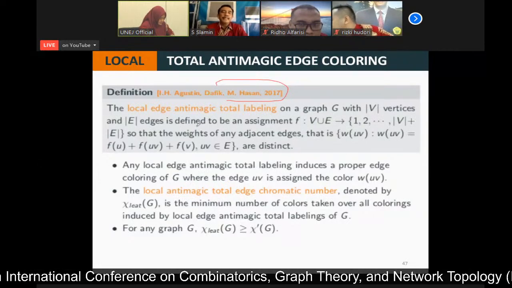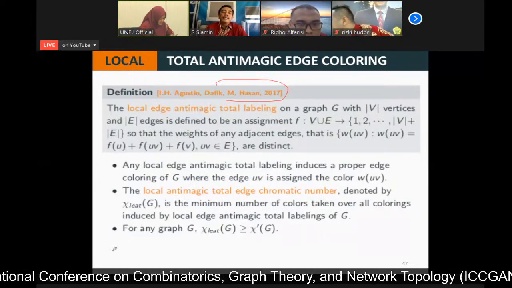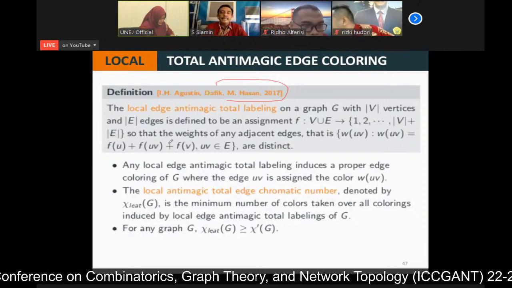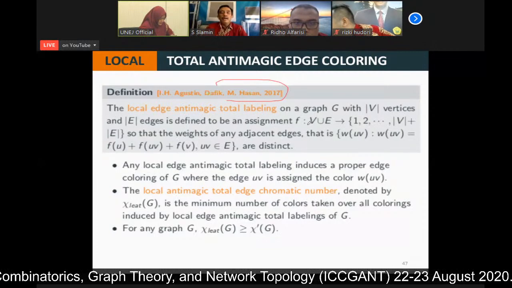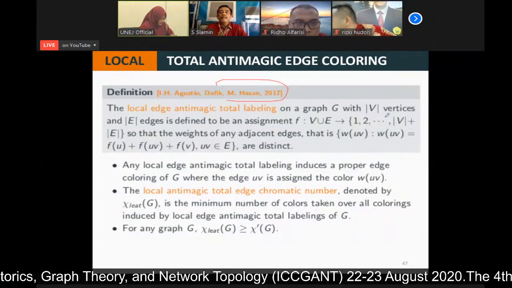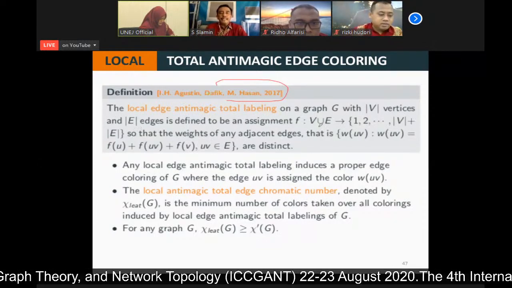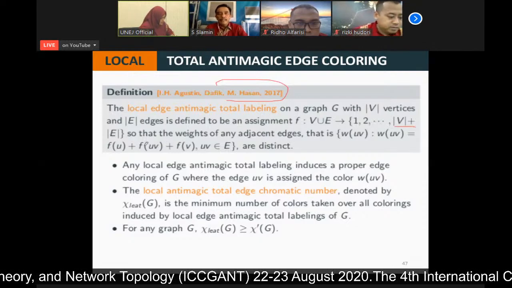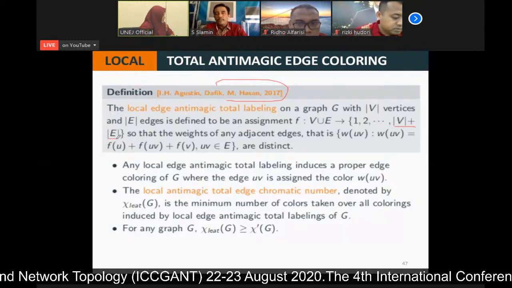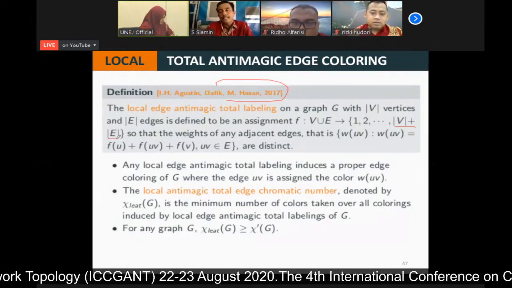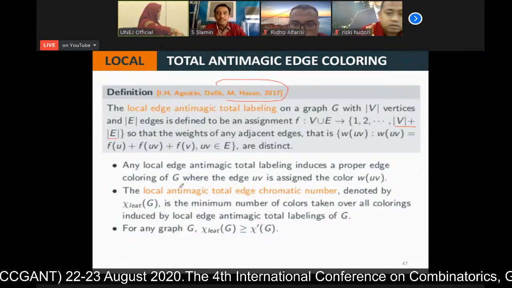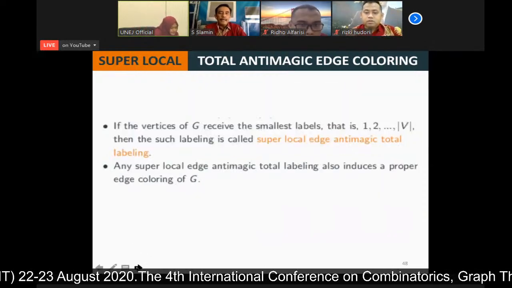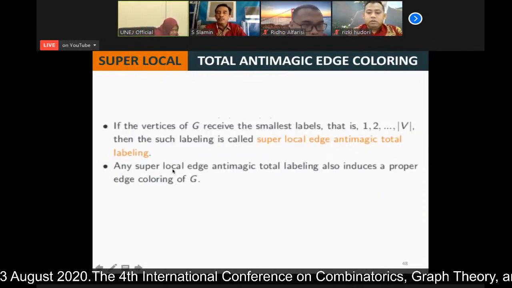Pak Hasan. We can see here that instead of only labeling the edges, we also label the vertices. So that's why the map goes from 1 up to the number of vertices plus the number of edges. Otherwise, the same definition. This is the super version.